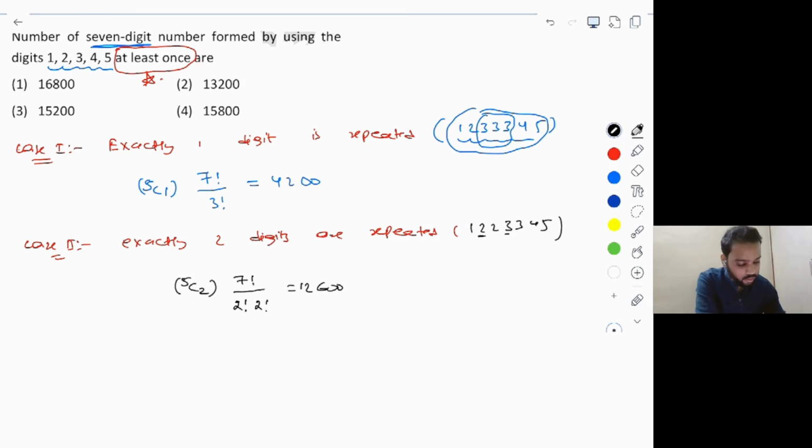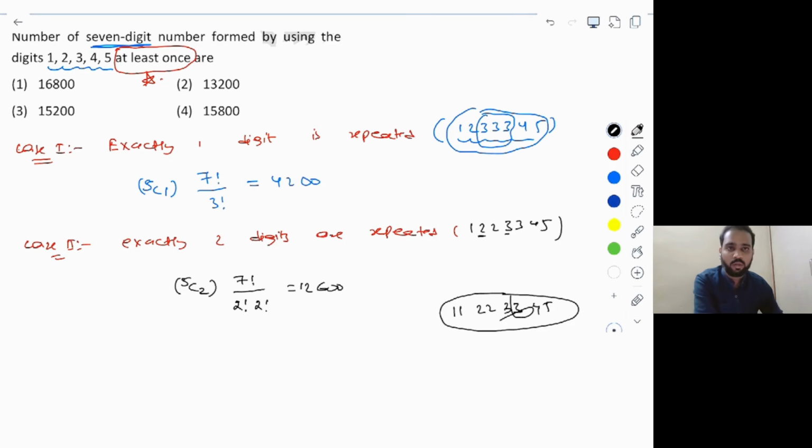Obviously, no, because let's say I'm trying to repeat the digits one, two, and three. Suppose like this: one, two, two, three, three, and then four, five. What is the problem with this one? It is not going to be a seven-digit number. It is going to be what? An eight-digit number, okay, which is not possible.